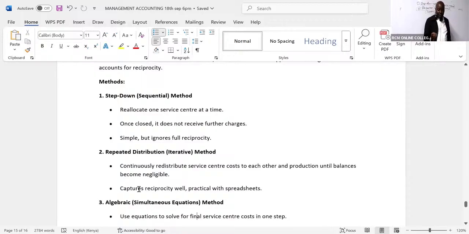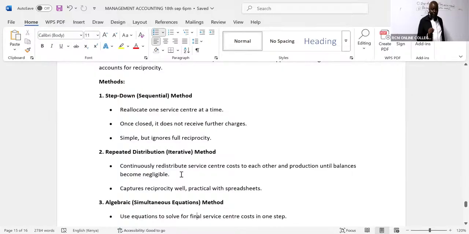Yeah, so give us -1 there. And the number 2, give us -1 down here. It continuously redistributes service center costs to each other and the production until balances become negligible.